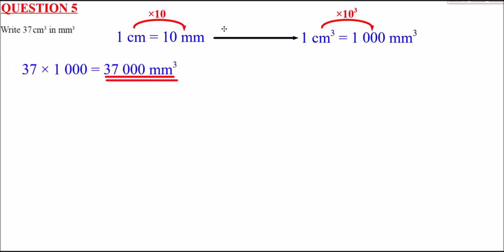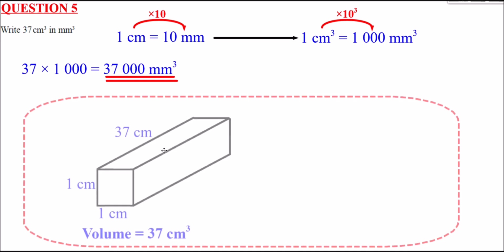So all we need to do is to times by 1,000, so 37 multiplied by 1,000 is 37,000 cubic millimetres. Now, another way I like to picture it is to actually draw out a diagram of the 3D shape that has the original volume. So imagine a cuboid, for example, with a volume of 37 cubic centimetres.